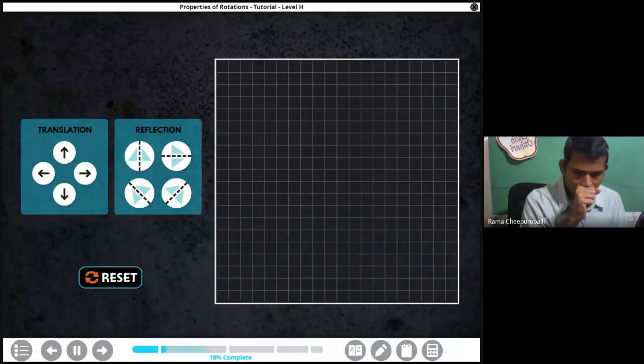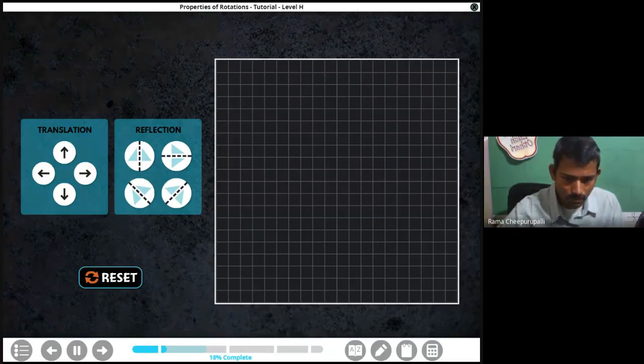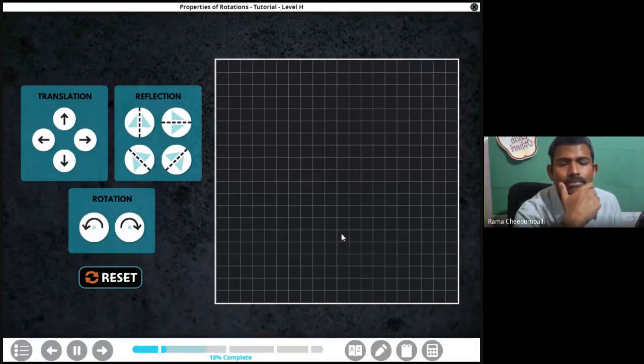I know how we can plan the dance. Remember the app I created to perform translations and reflections? I'll just add the ability to do rotations too, and done. That should help us plan. That's what's up. For the dance, we can start off by arranging everyone in a triangle.